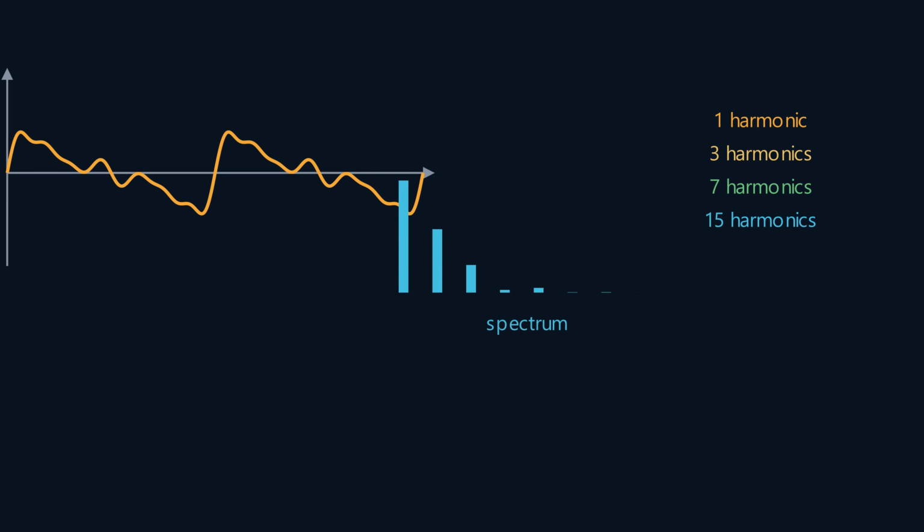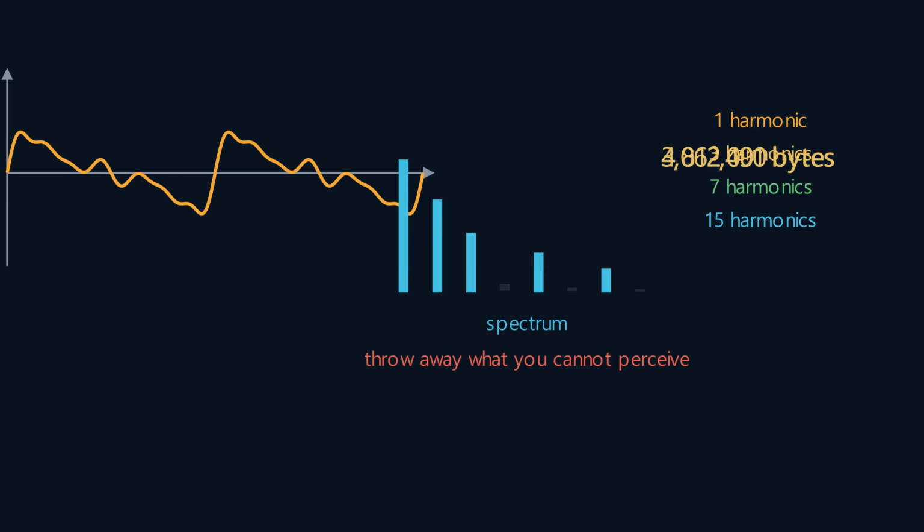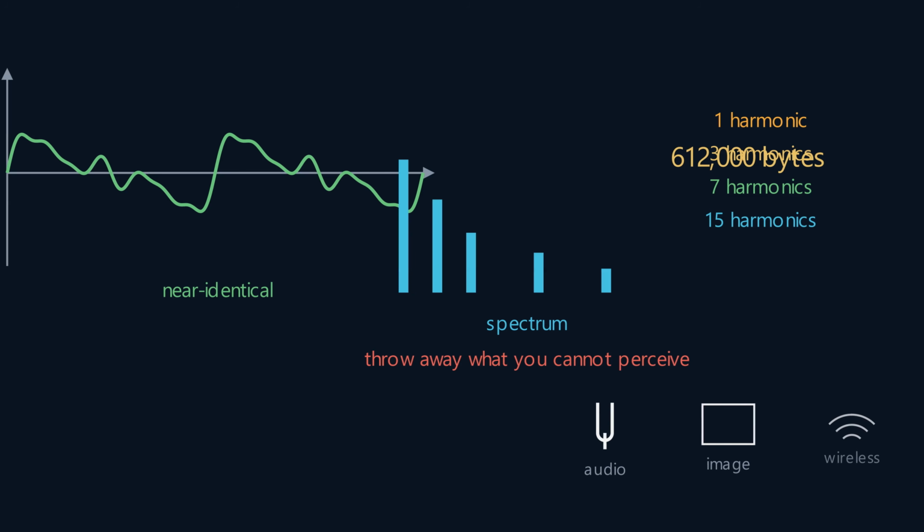It is infrastructure. Every audio file, every image compression format, every wireless signal works by breaking a signal into sine waves, throwing away the ones you cannot perceive, and rebuilding it. The compression on the video you are watching right now is doing exactly this.